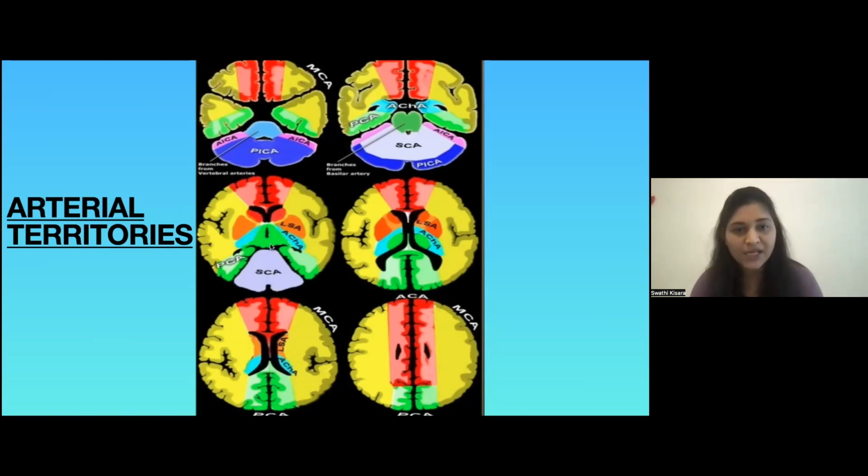And the parts in green are supplied by the posterior cerebral artery, which supplies the posterior thalami as well as the occipital lobes. Parts of the midbrain are also supplied by the posterior cerebral artery. The cerebellum is supplied by the superior cerebellar artery, and the inferior portions are supplied by the anterior inferior cerebellar artery and also the posterior inferior cerebellar artery.